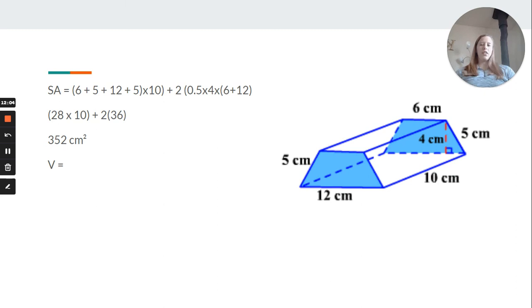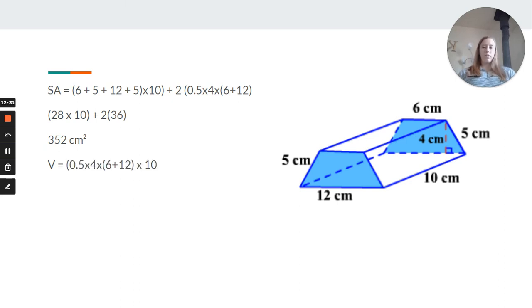Then we add that to the area of the 2 bases. So 2 times 0.5 times 4 times 6 plus 12. Simplified a little bit is 28 times 10 plus 2 times 36. And then the final answer is 352 centimeters squared. Again, I greatly apologize for that. Trapezoids are very tricky. But like I said, they will not be on your assignment.